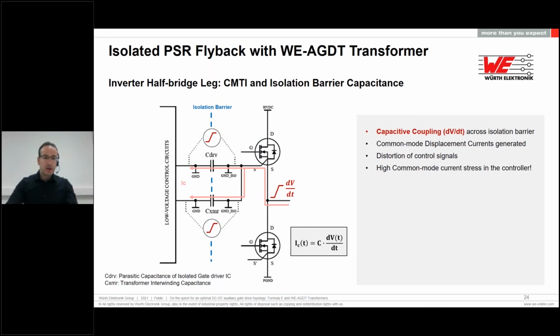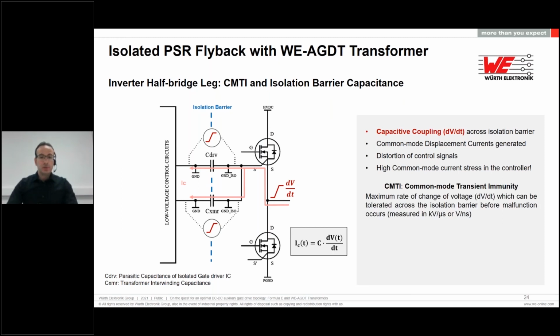This is going to drive some displacement currents across the parasitic capacitance of the isolation barrier, and this might cause a lot of problems. Distortion of control signals, but maybe more importantly, stressing the controller with high common mode currents. This might lead to erratic behavior of the controller with the consequent loss of control of the silicon carbide MOSFET device.